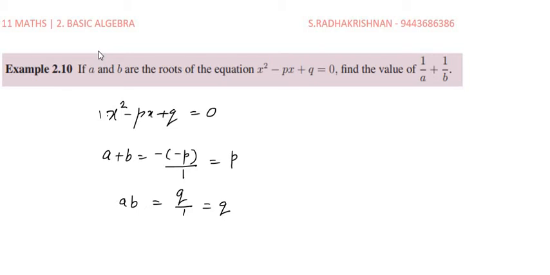now you go for the question. find the value of 1 by a plus 1 by b. see, if I take LCM, what will be the LCM here? a b will be the LCM. if I cross multiply, I'll be getting what? b plus a. அதாவது ஆல்பா பீட்டா கொடுக்கிறதுக்கு பதிலா a b ன்னு கொடுத்துருக்காங்க, அவ்வளவு வேற ஒண்ணுமே இல்லை. b plus a. இப்போ b plus a ஓட வேல்யூ தெரியும், that is what? p by a b வேல்யூ தெரியும், that is what? q. that's all. that is the answer, right? just a 2 mark question.